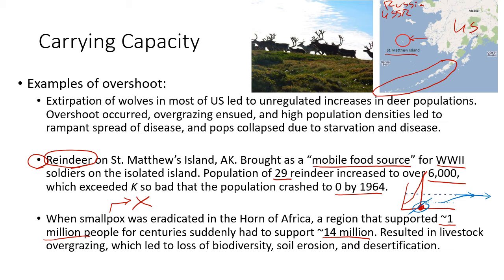That has resulted in increased livestock grazing, which has resulted in overgrazing, which has led to the loss of biodiversity, as well as soil erosion, and that soil erosion leads to desertification. Okay, so just by eliminating a disease, we have exceeded carrying capacity in this area, which has environmental impacts: soil erosion, desertification, and loss of biodiversity.